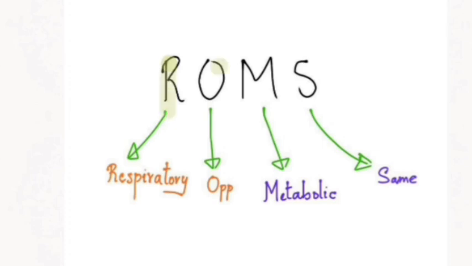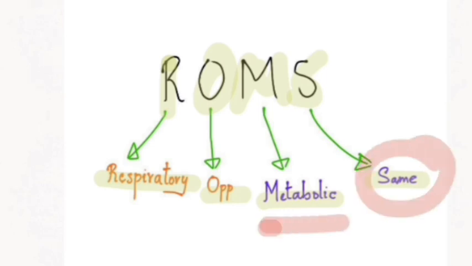So the mnemonic is ROMS. R stands for respiratory, O stands for opposite, M stands for metabolic, and S stands for same. Now, in the first step, you look at the pH if it is less than or more than 7.4. In the next step, you look at the HCO3 value if it is less than or more than 25. If the pH and HCO3 are going in the same direction, it means metabolic, and if the pH and the HCO3 are going in the opposite direction, it means respiratory.